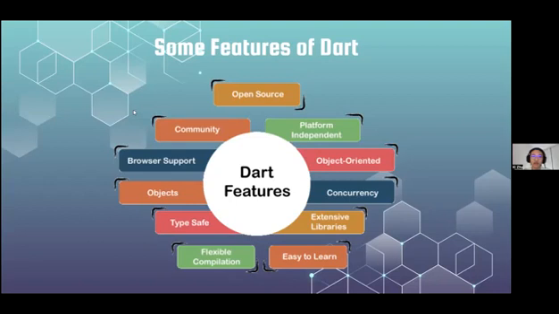And Dart is a type-safe language, which means it uses both static type checking and runtime checks to confirm that a variable's value always matches the variable's static type. Sometimes it's known as sound typing. For objects, Dart treats everything as an object.